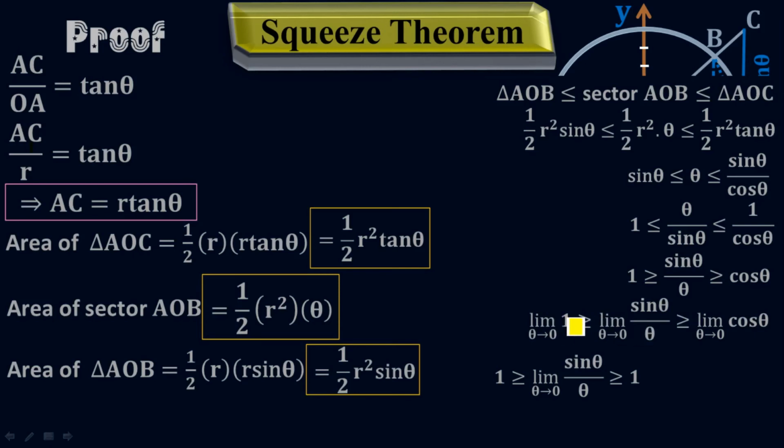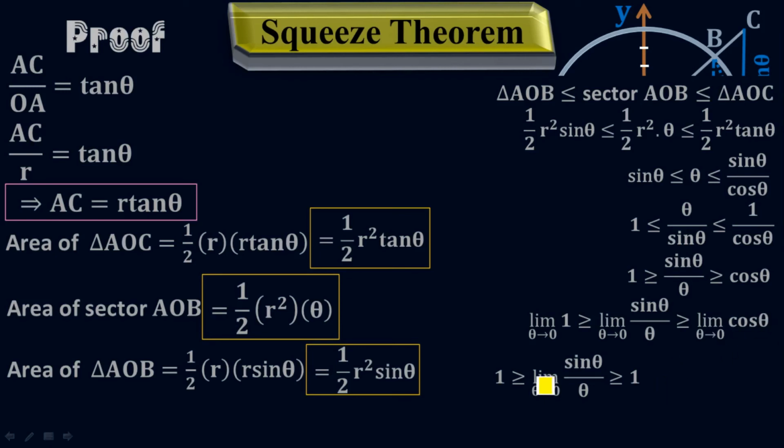We know that it is a constant. There is no theta variable to plug theta equals 0. Therefore, the limit of 1 where theta approaches 0 will be the same 1. But the limit of cos of theta where theta approaches 0 will be 1, because when I plugged theta equals 0, cos of 0 is 1.